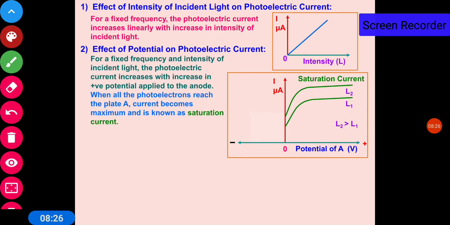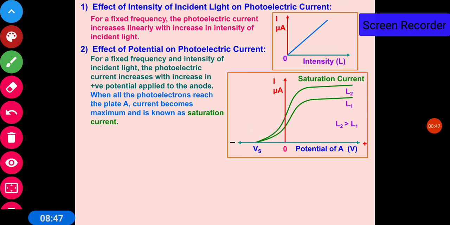So for a fixed frequency and intensity of incident light, the photoelectric current increases with increase in positive potential of the anode. When all the photoelectrons reach the plate A, the current becomes maximum and is known as the saturation current.